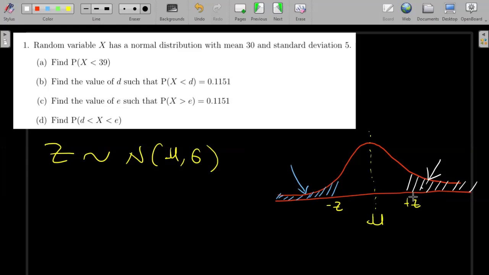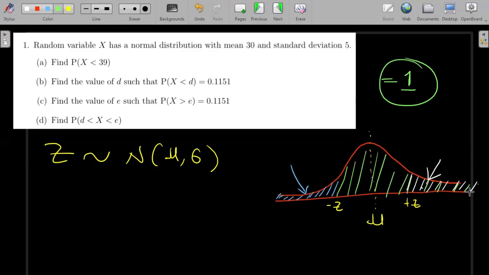Okay, but the most important thing is to know that the total probability under this bell-shaped curve here will always be equal to what? 1. Okay, so if you know the probability of this part that I've shaded in green here all the way up to there, it means you can just say 1 minus this probability in green here to get the probability that I've shaded in what? In blue there.